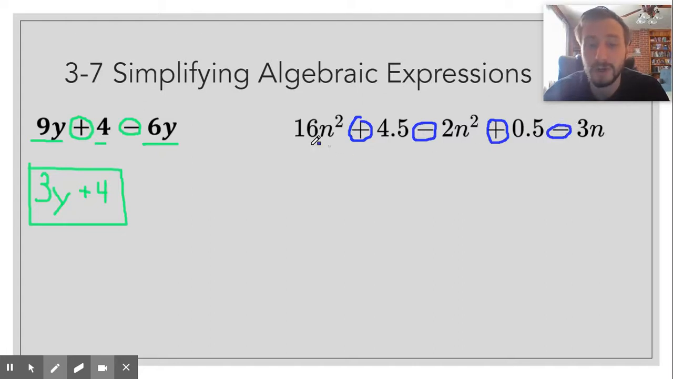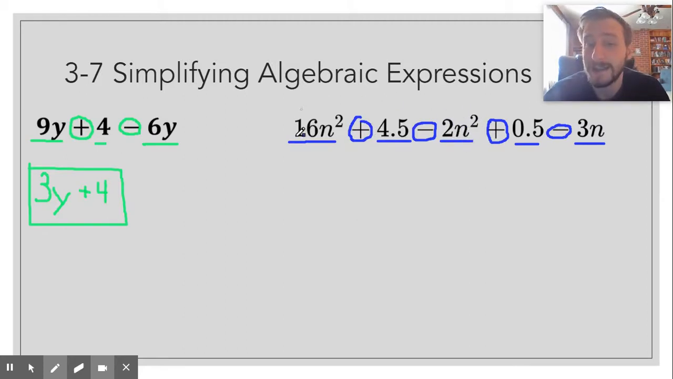So that means that our terms are 16n squared, 4.5, 2n squared, 0.5, and 3n. Those are the terms we're working with. Are there any terms that look similar? There's a couple, right? We have a 16n squared, and are there any more terms that have n squared in it? Not 4.5. But here's an n squared, 2n squared.